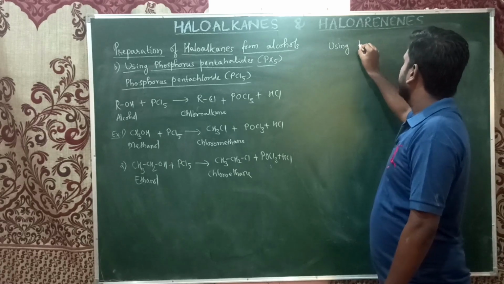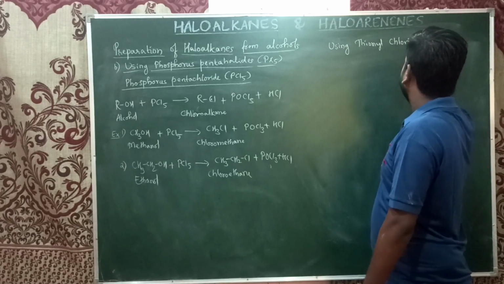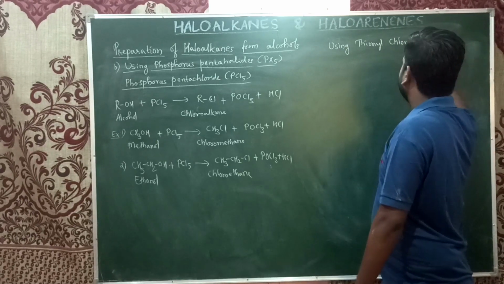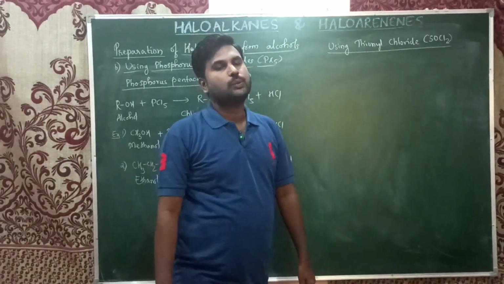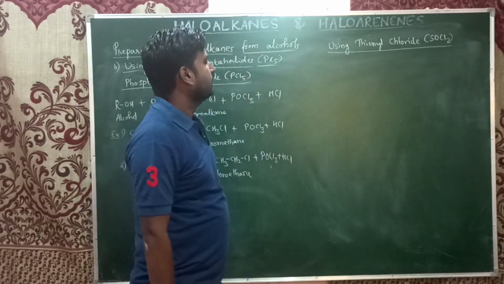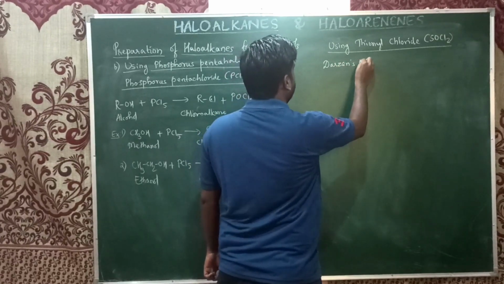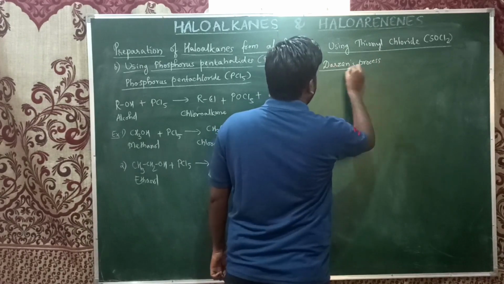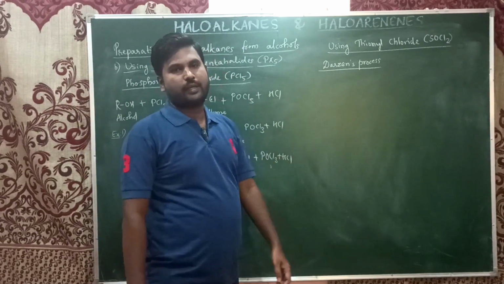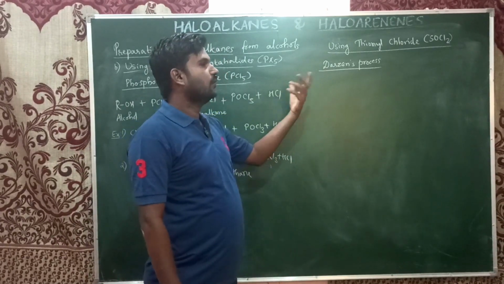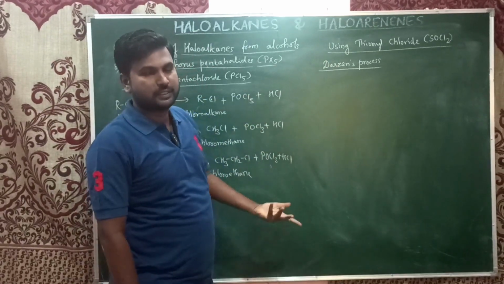Using thionyl chloride, SOCl2, we can also convert alcohols into haloalkanes. Let us see that method. This one is usually known as Darzens process, or Darzens reaction, where we convert alcohols into haloalkanes using thionyl chloride. This is also asked in MCQs, so remember Darzens process.